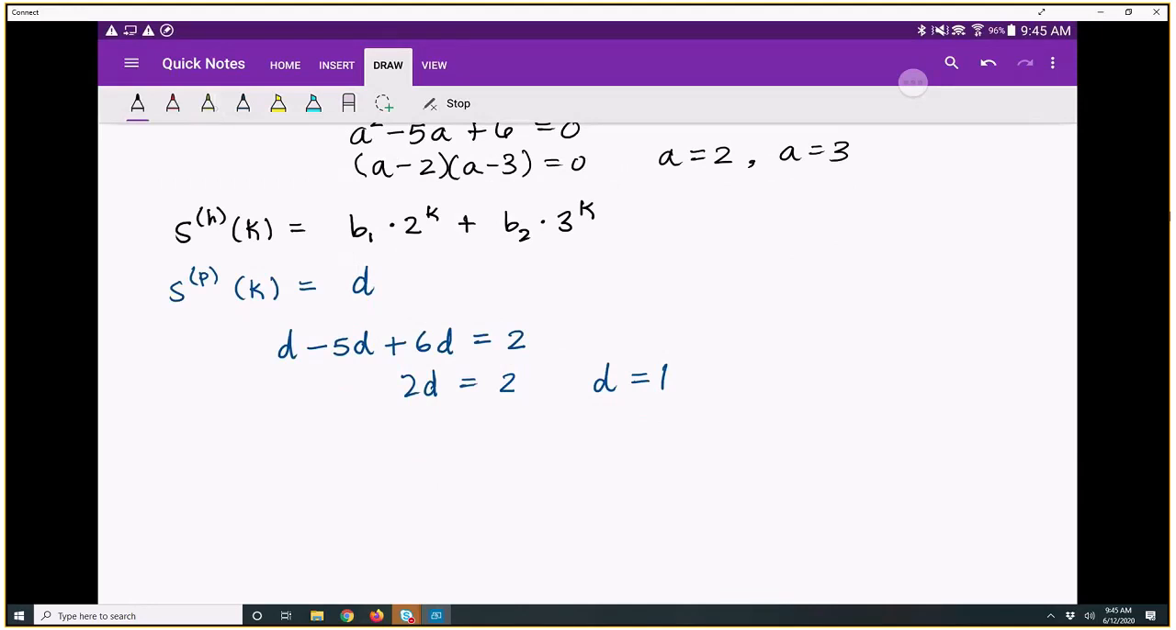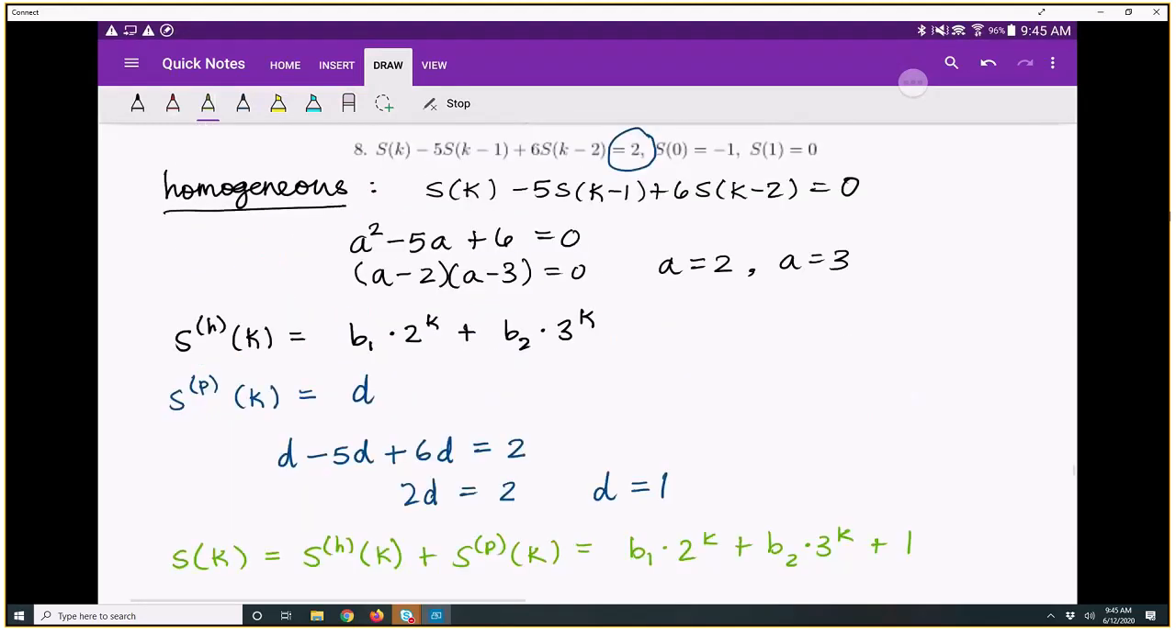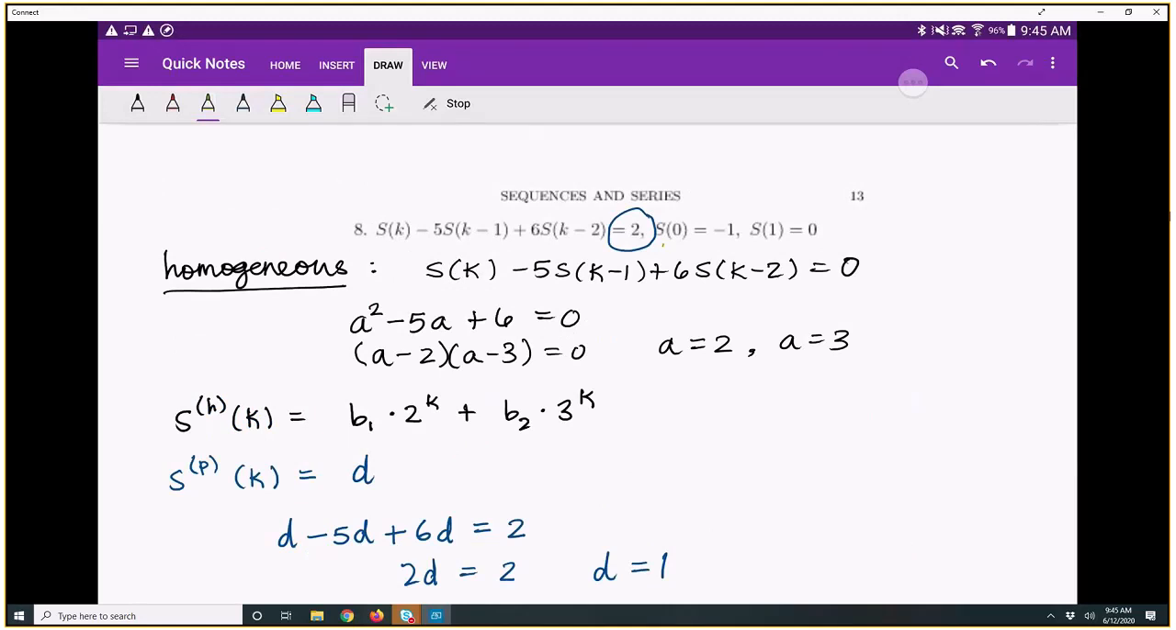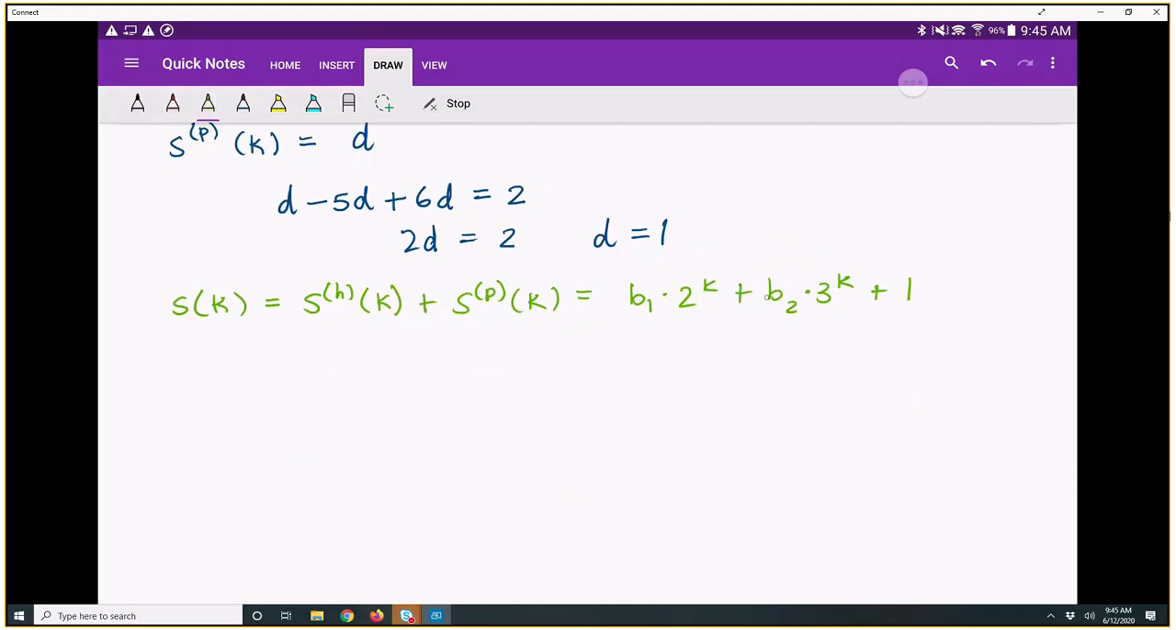Then my general solution to the recurrence relation is going to be the homogeneous solution plus the particular solution. And that's b1 times 2 to the power k plus b2 times 3 to the power k plus the particular solution, which was 1. And now I'm ready to use my initial conditions, s of 0 equal to -1 and s of 1 equal to 0, to solve for the unknowns b1 and b2.